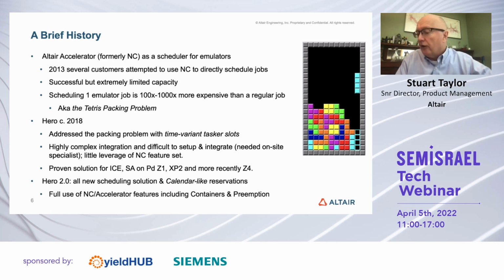Our customers try to solve the problem with the regular job scheduler. While successful, the capacity was very limited. And we came out with the first emulator scheduling product aimed at the Palladium Z1 for SA workloads in around 2018. In this narrow use case, we were able to get utilization numbers of over 95% on a weekly period. We now have a complete rewrite of that product, one that is aimed at the broader emulation space, including mixing ICE interactive style workloads with simulated acceleration and supporting a mix of different emulators.